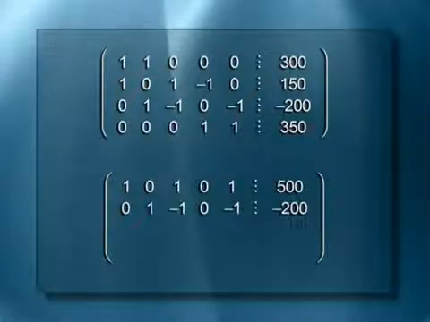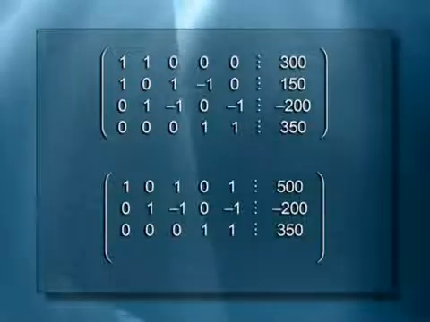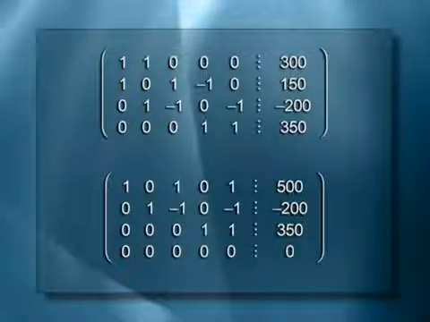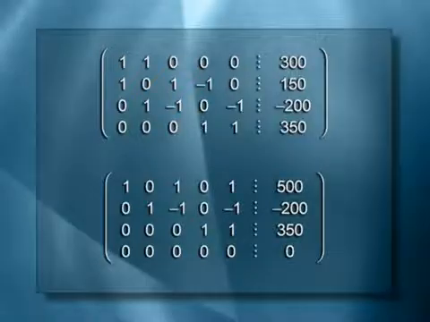Then it's 0, 1, minus 1, 0, minus 1, and the right-hand side is minus 200. 0, 0, 0, 1, 1, and that's 350. And it's kind of amazing. The fourth row is all zeros. So one of the equations disappears, and we're left with just 3 equations.